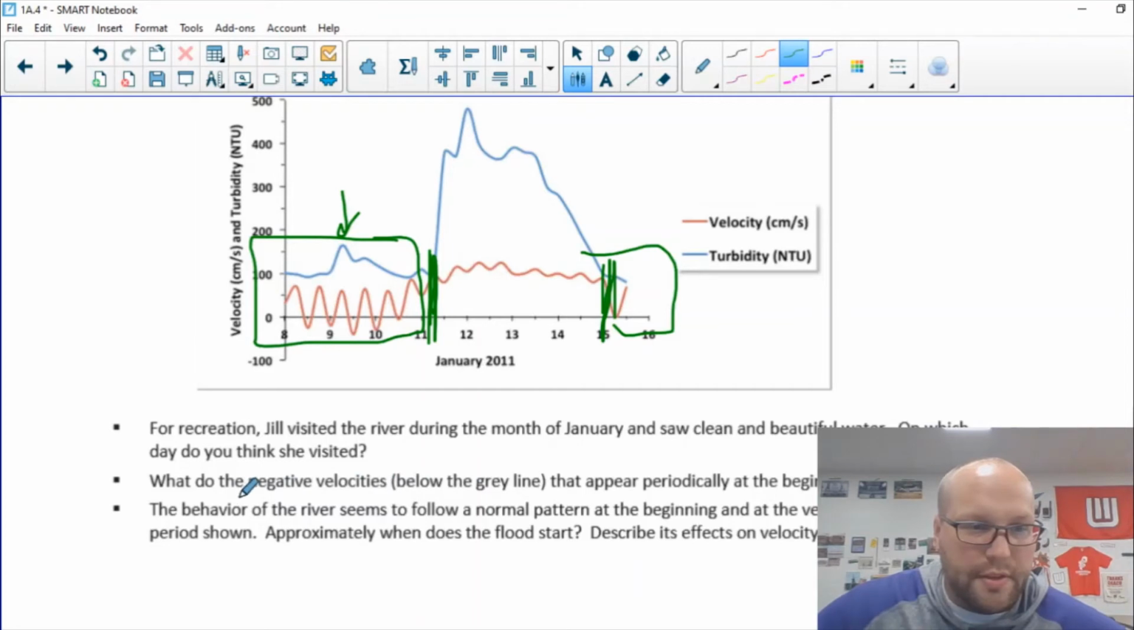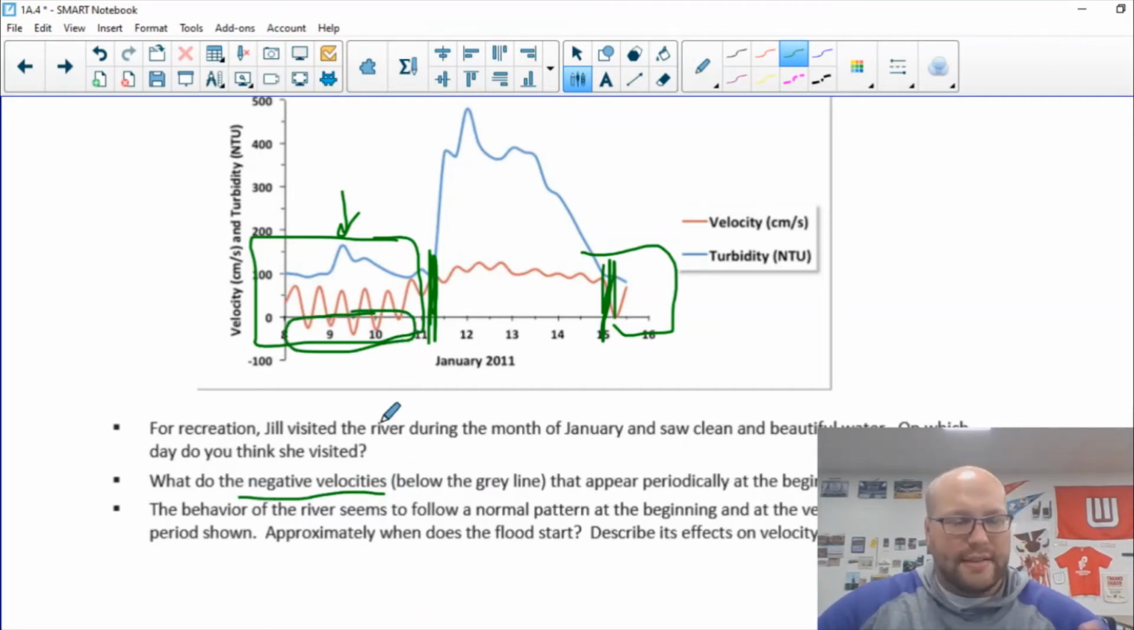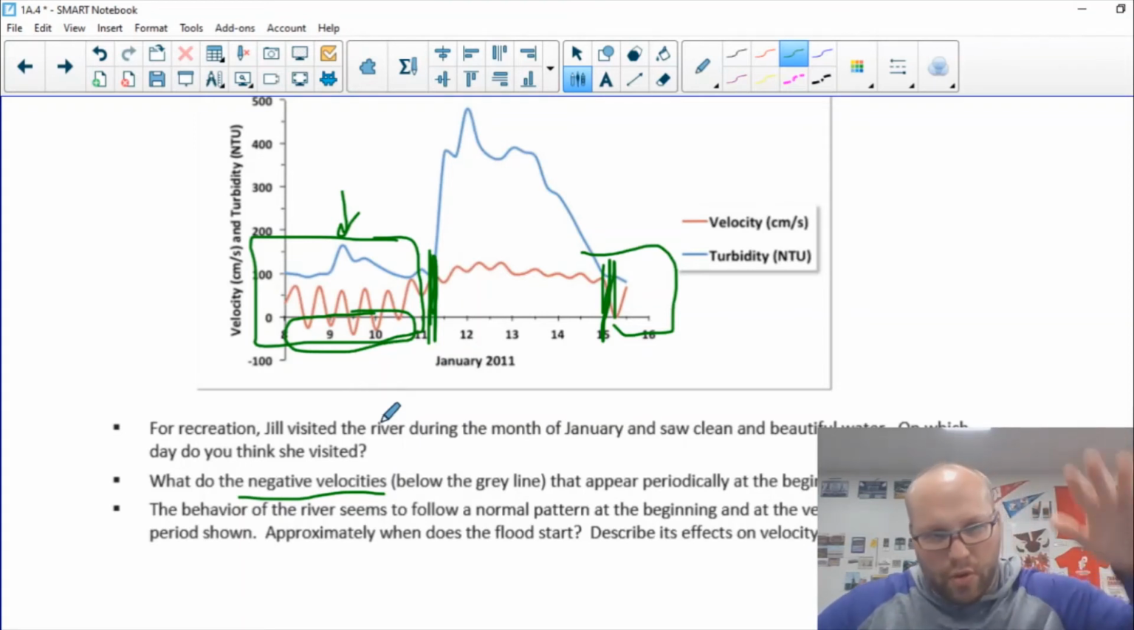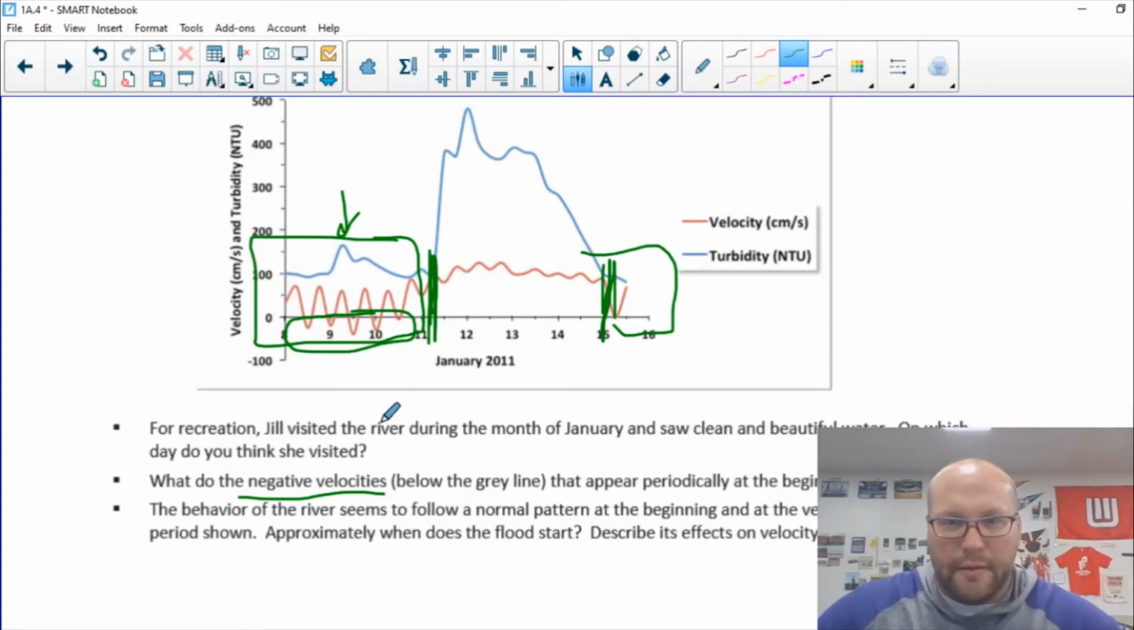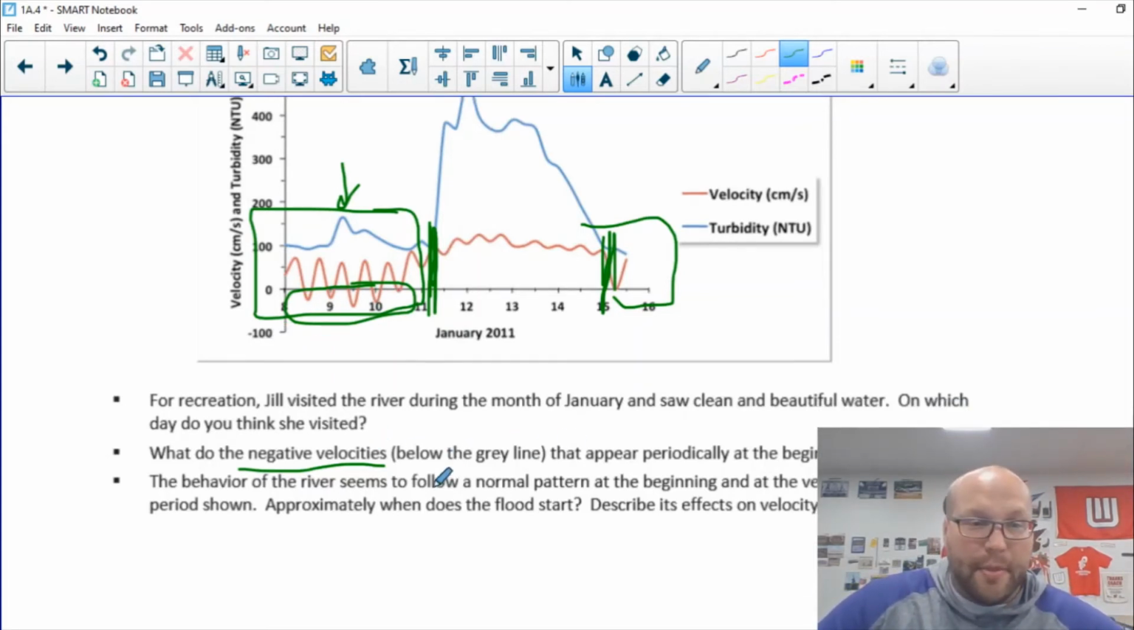There's also places where it dips below this line. Why is that the case? Well, that's just the normal tidal flow of the river. So things rise, things fall, things rise, things fall. That's what I would expect. Things are normal, going up and down like we would expect. And again, the behavior of the river seems to follow a normal pattern.